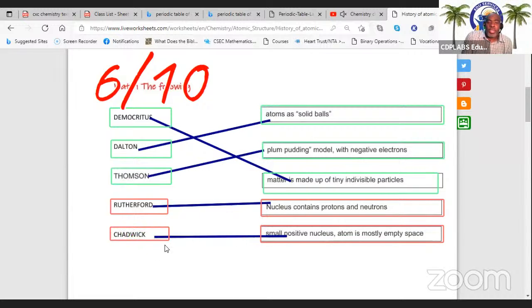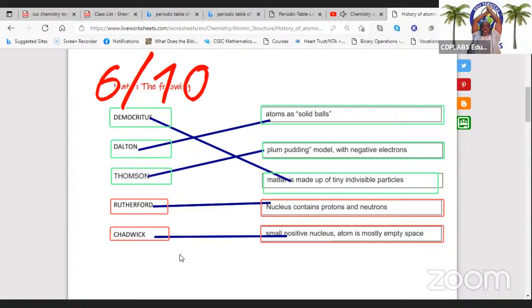So Shadrick says it's the other way around. See it? So Rutherford actually discovered that there is a small positive nucleus, and that it was mostly empty space. That was his discovery and probably conclusion.